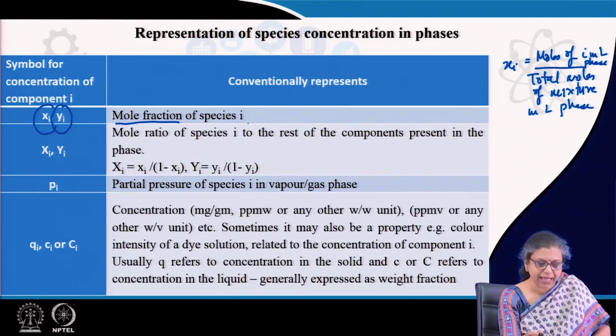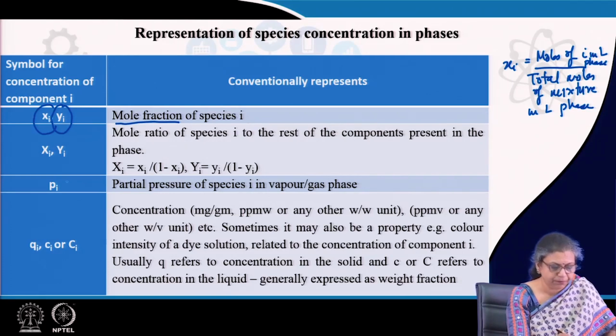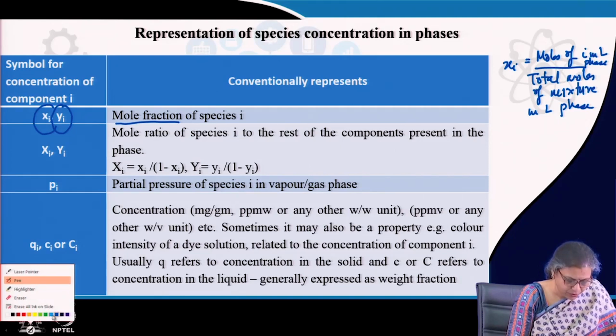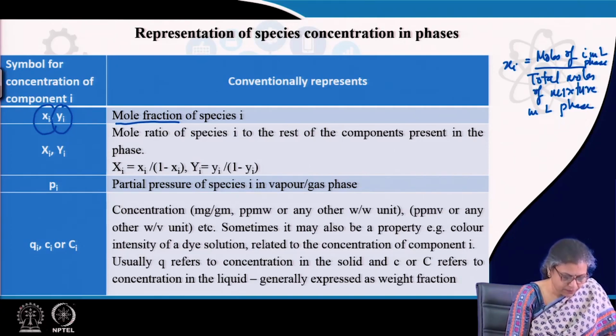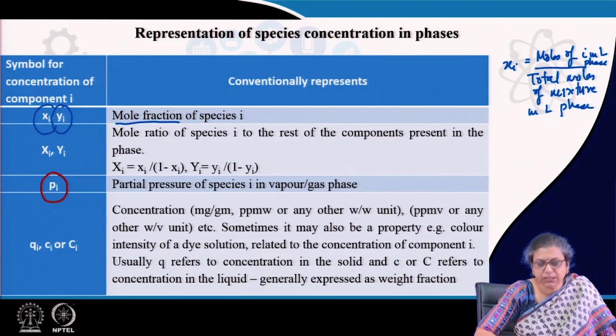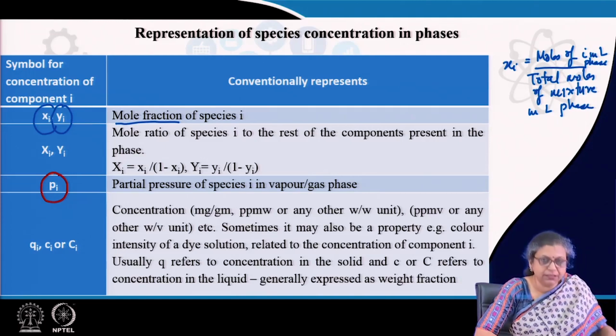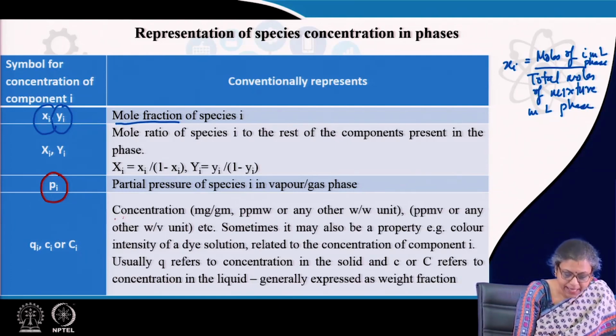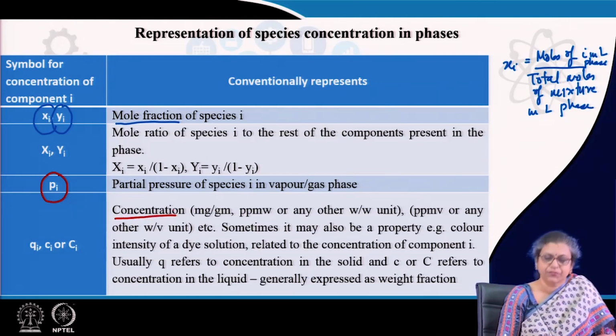For example, in the gas phase, I will just change the color of the pen for your convenience. Yeah, for example, in the gas phase normally we use the partial pressure of the species I in the vapor phase or the gas phase. And for the liquid phase, we can either use the mole fraction or else we can express the liquid phase composition in terms of the concentration.